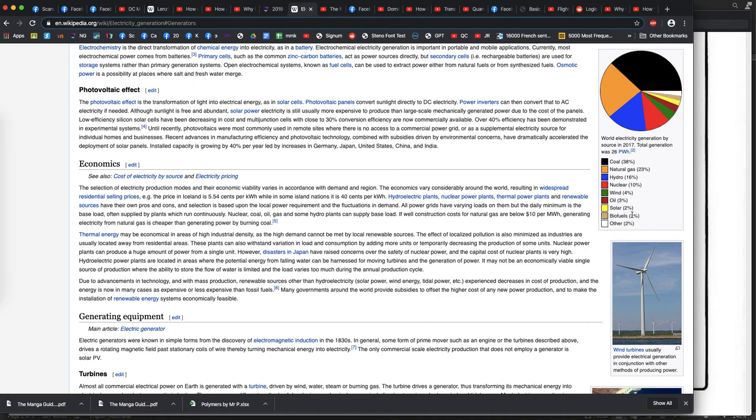Biofuels, 2% is still coming from biofuels. There you go, I take that back. Oil is the red sliver, that's 3%. And so most of this here is fossil fuels, right? Fossil fuels, there's only a finite amount of them.